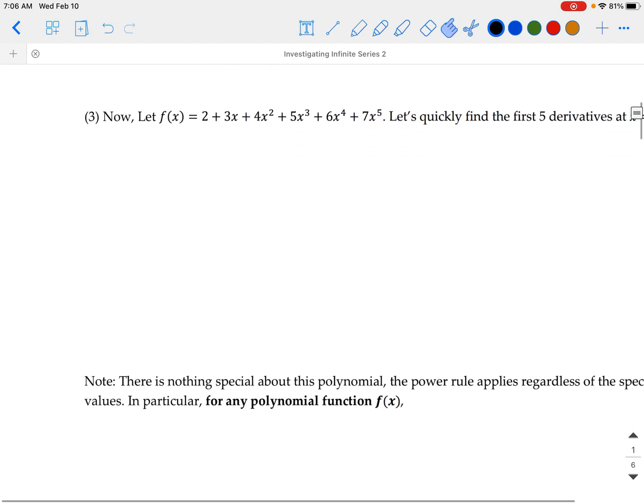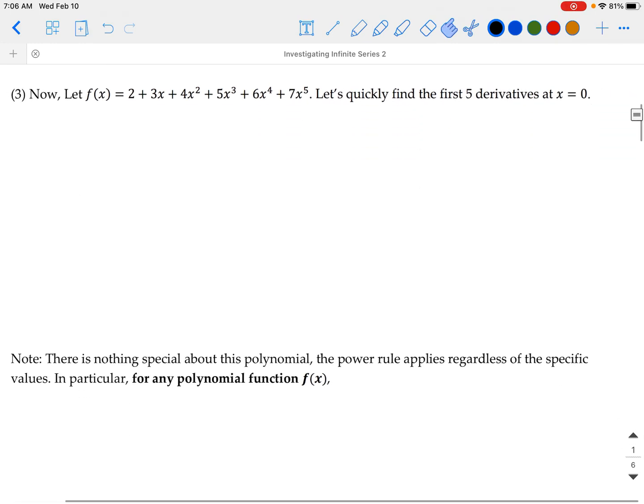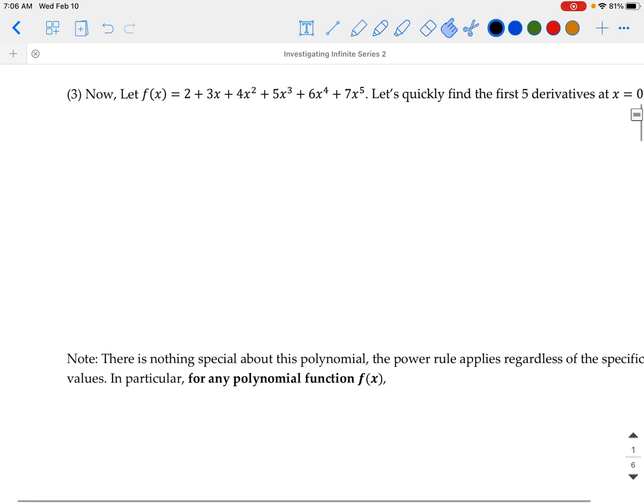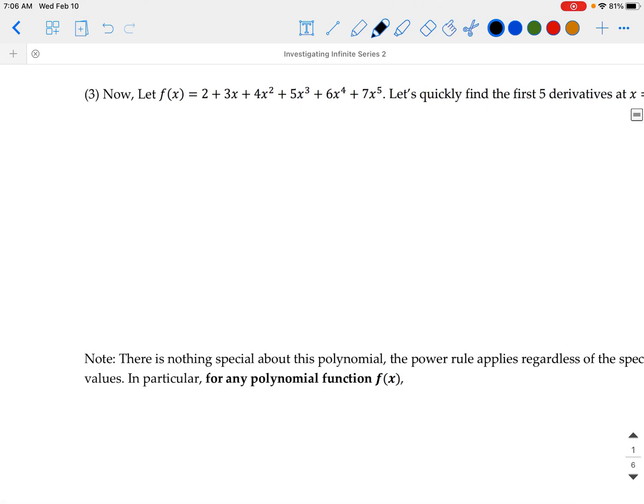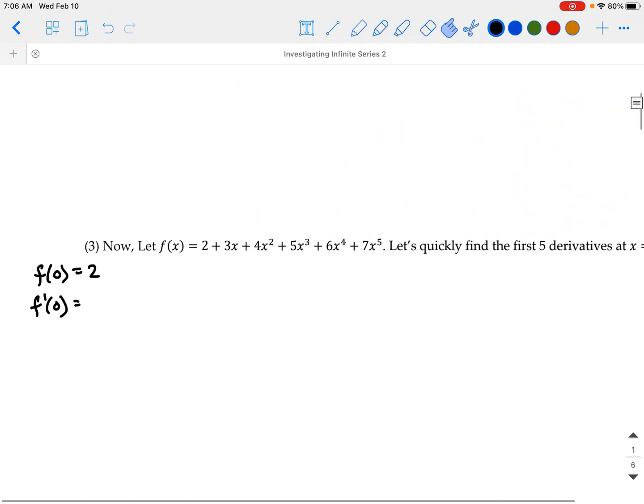So what I do want to get to, though, is number 3. So we're going to let f of x be this 5th degree polynomial. And so let's quickly find the first 5 derivatives at x equals 0. So we'll note f of 0 is 2, f prime of 0. So everything's going to become 0, and the only thing that's left is 3. And maybe we'll write the f primes up here.